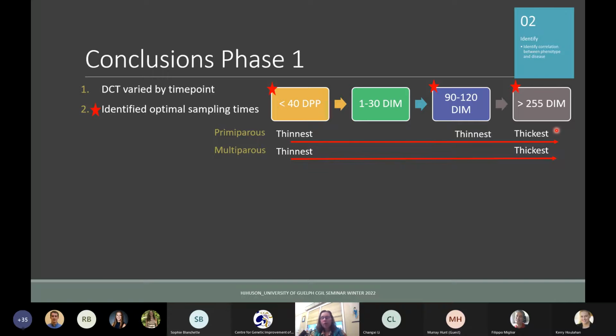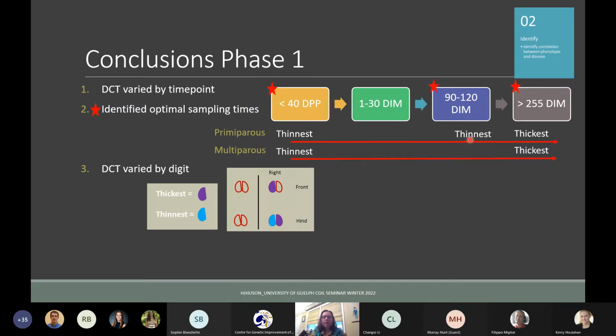Another thing we were able to do for our research purposes was to identify the prime time points of thin and thick to sample additional animals. So we accomplished that. The next thing we identified is that digital cushion thickness does vary by digit. Now our study focused on the right feet, both front and hind, where the previous studies had only done one of the feet.